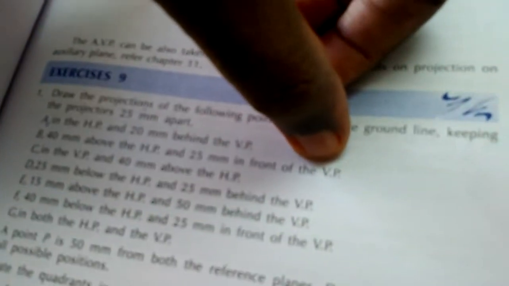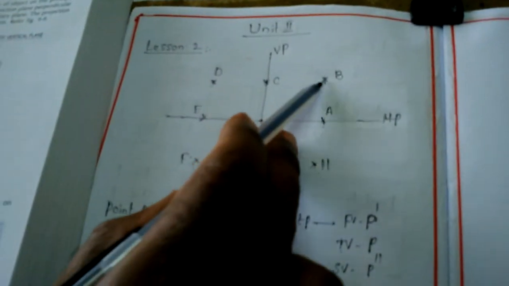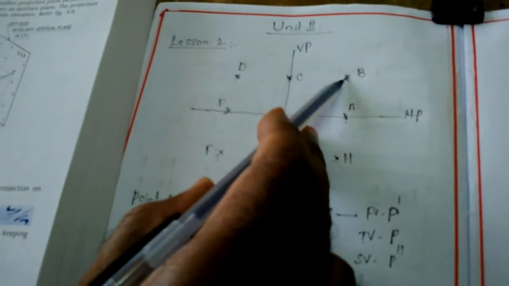Next point B, 40 millimeter above HP, 25 millimeter in front of VP. B is above HP, in front of VP. Look at this picture here. Point B is above HP, in front of VP. So that's why its location is here. So this is 40 millimeter above HP, 25 millimeter in front of VP.